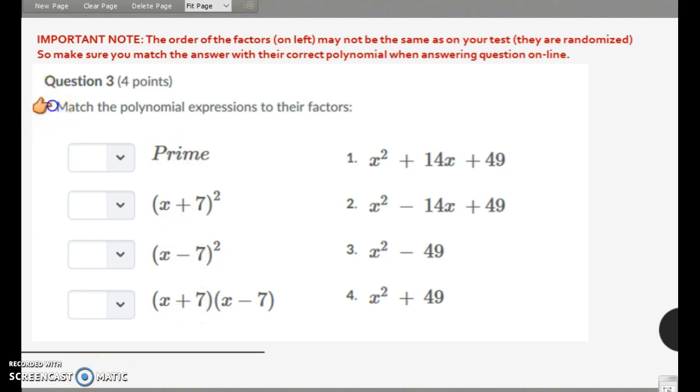All right, so question number 3, match the polynomial expressions to their factors. Okay, so for here, prime, which one of these choices is prime? Second one is the quantity x plus 7 squared. The third one is x minus 7 squared. And this one is the quantity x plus 7 times the quantity x minus 7. Okay, so your choices to match them with are x squared plus 14x plus 49, x squared minus 14x plus 49, x squared minus 49, x squared plus 49.